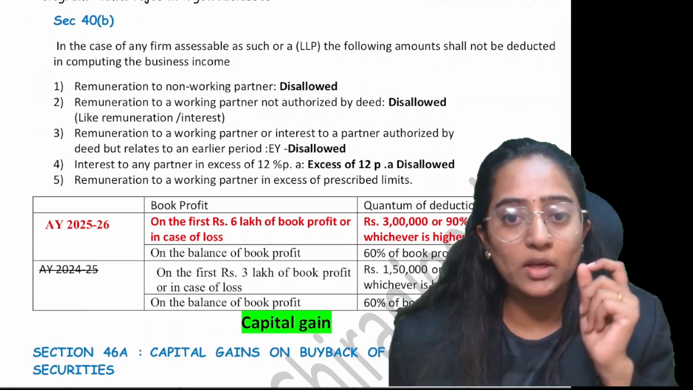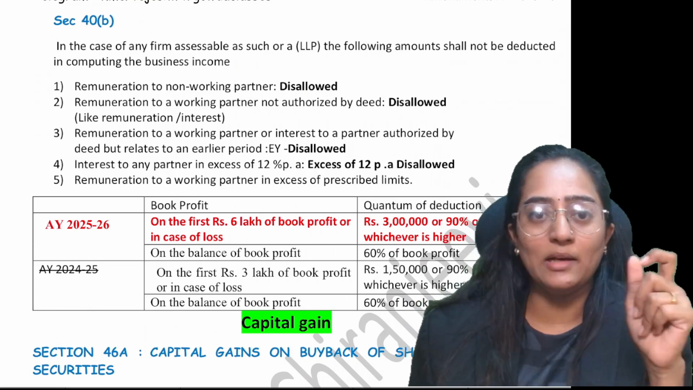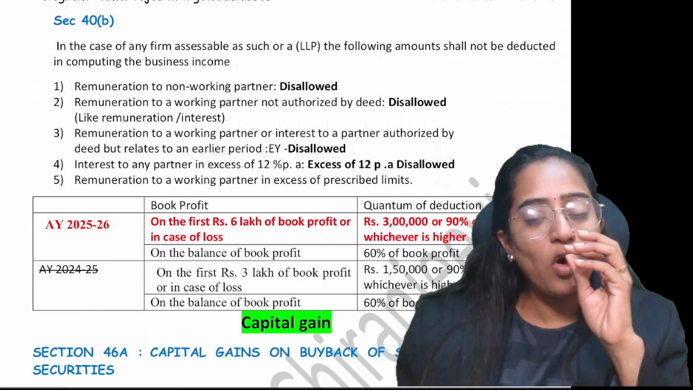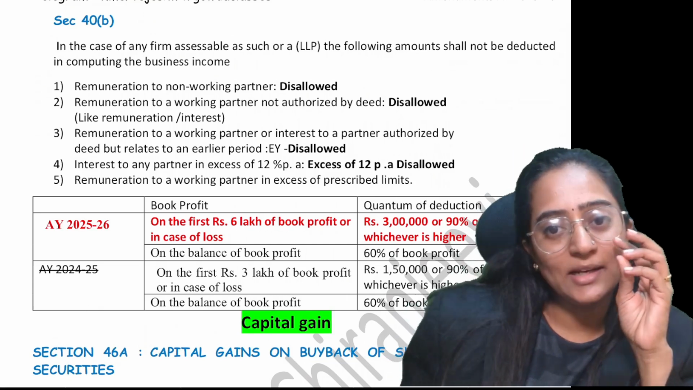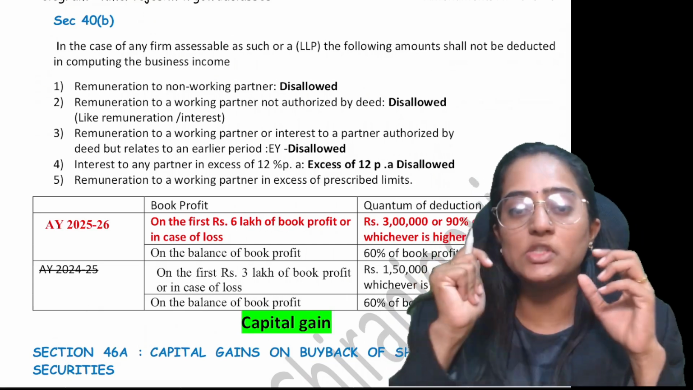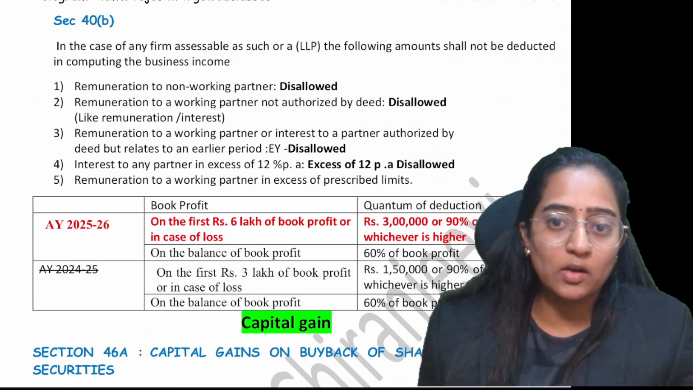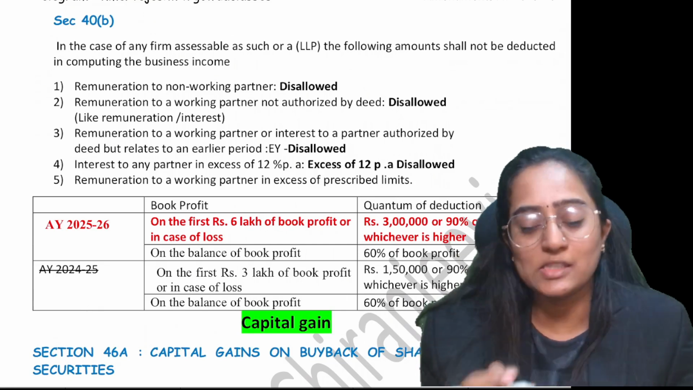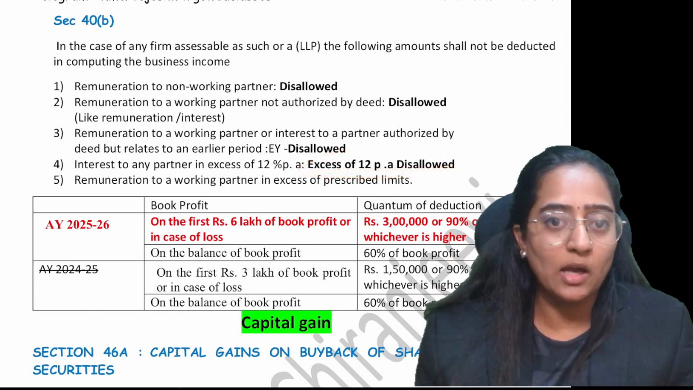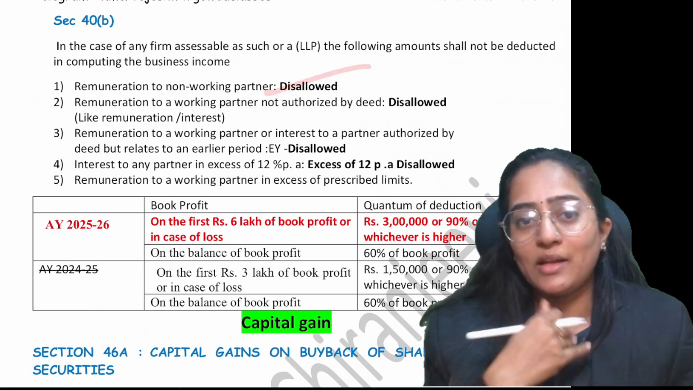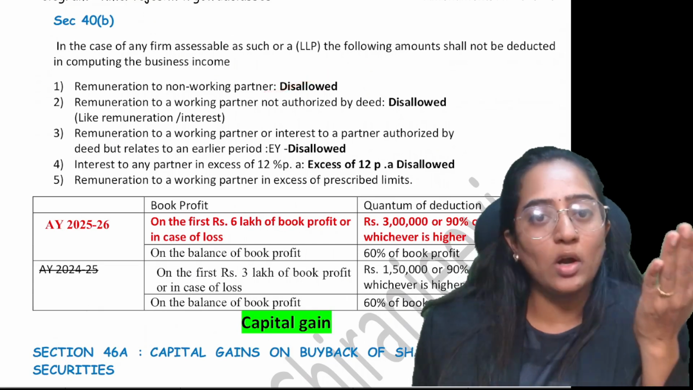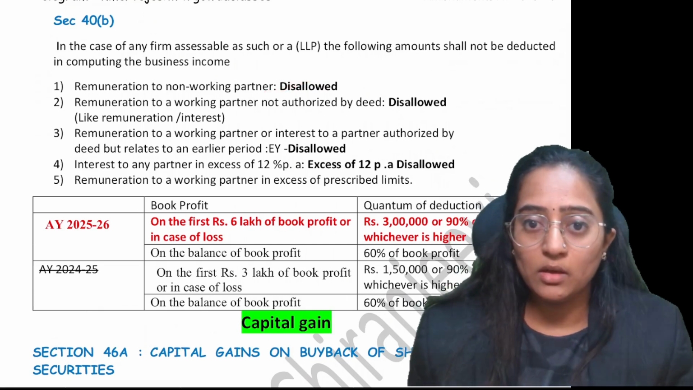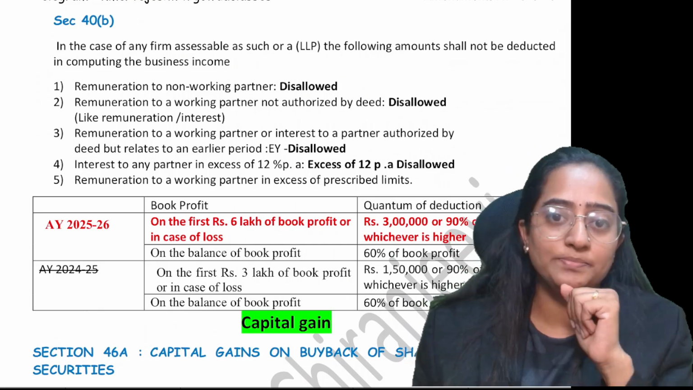Next, very important amendment is going to be section 40B. See, section 40B clearly states what interest and to what extent remuneration should be allowed under income tax. Interest will be allowed up to 12% per annum, simple interest. Excess of 12% is going to be disallowed. Remuneration to a non-working partner will be directly disallowed. That fellow is not working. You are paying salary to that fellow and taking deduction under PGBP in income tax. Will they allow it? No.